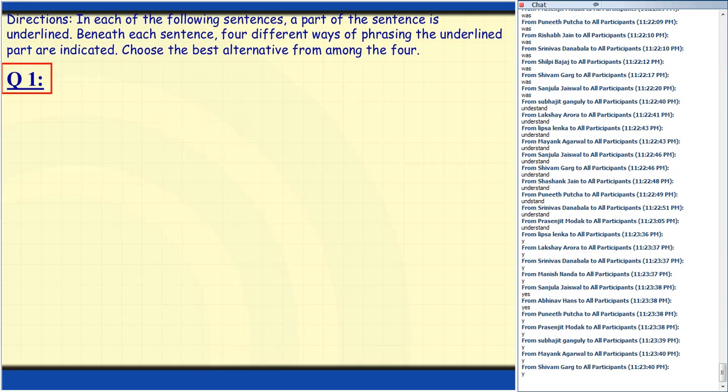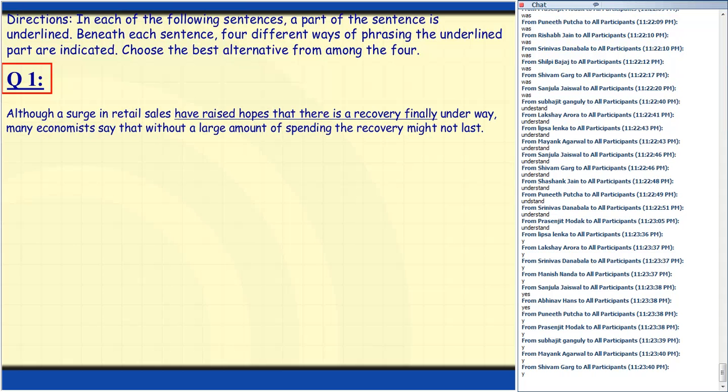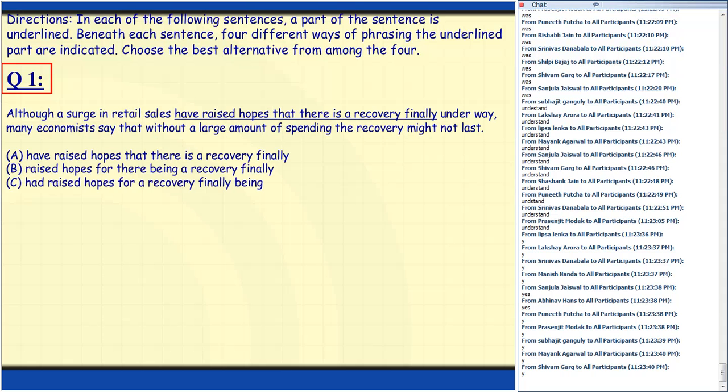They are going to give you sentences in which a part of the sentence is going to be underlined. Beneath each sentence, there will be four different ways of phrasing the underlined part. You will have to choose the best alternative from among the four. Okay?